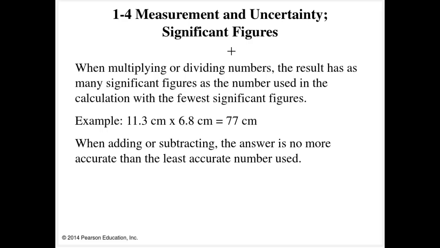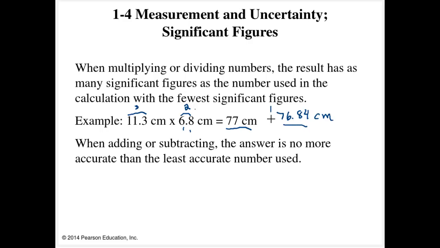Now we start to run into significant figures when we're adding, subtracting, multiplying, or dividing. Essentially, when we're multiplying or dividing, the result should have as many significant figures as the least significant number that you are multiplying. For example, 11.3 is going to have 1, 2, 3 significant figures. 6.8 is going to have 2 significant figures. So if you multiply them together, you're going to get 76.84 centimeters. We need to cut this down to 2 significant figures. That's the number with the fewest significant figures. So we're going to write that as 77 centimeters.